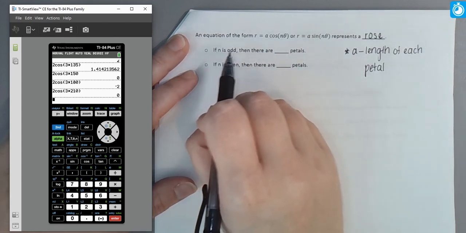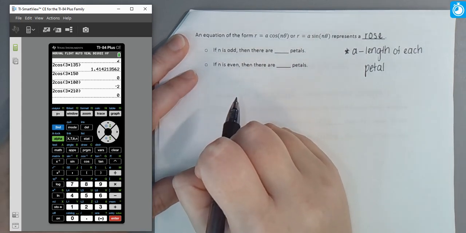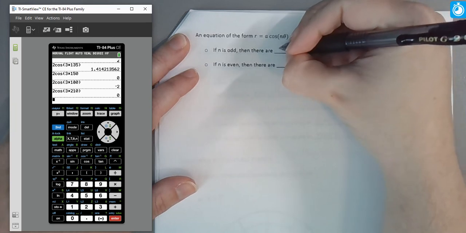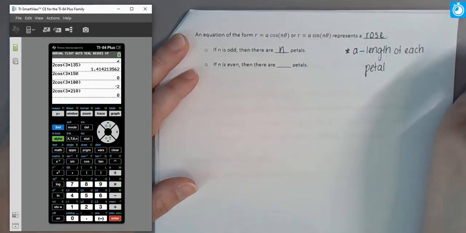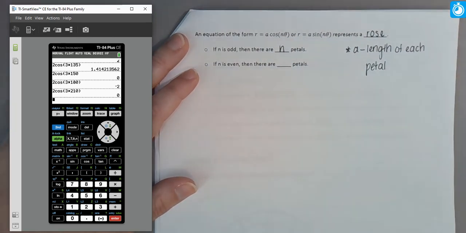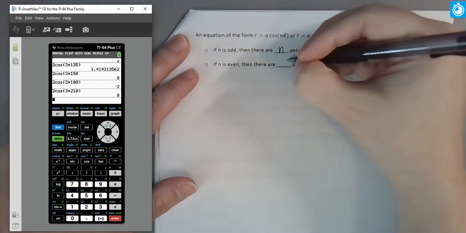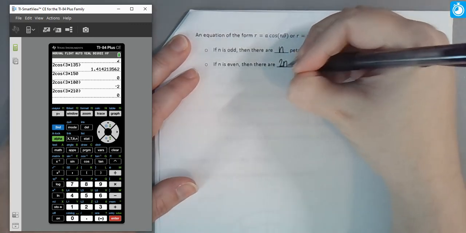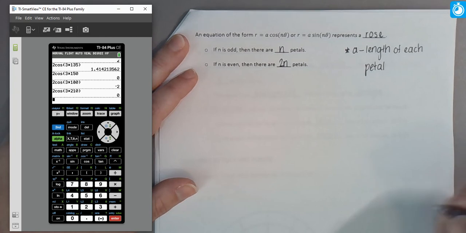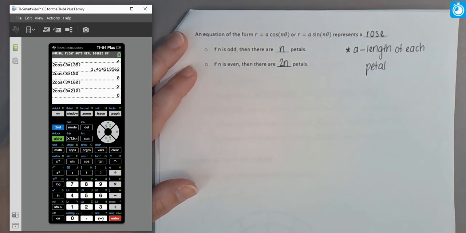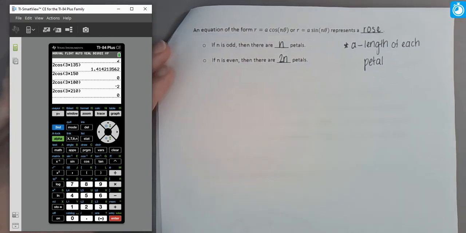So if n is an odd number, like in the example we just did, there are going to be that many petals. There are going to be n petals. So when n was 3, we had 3 petals. If n were 5, we'd have 5 petals, and so on and so forth. Now when n is even, there's going to be 2n petals. There's going to be double that many petals. And that's what we saw with that sine one.